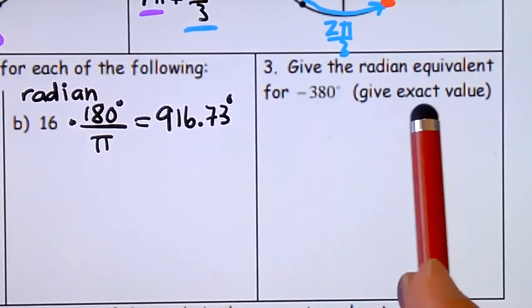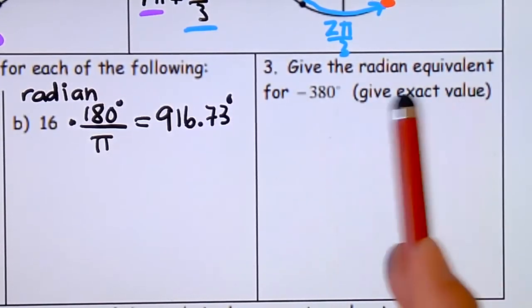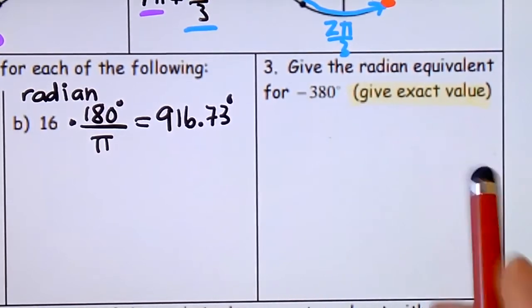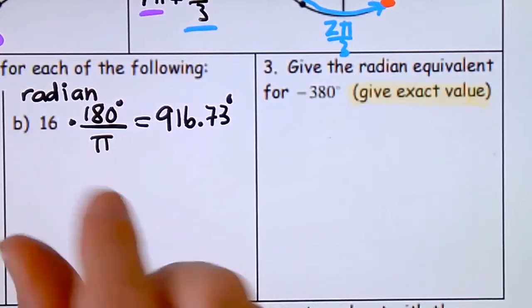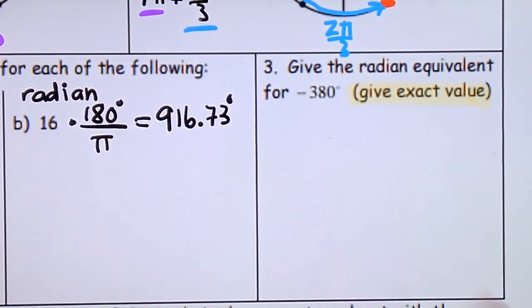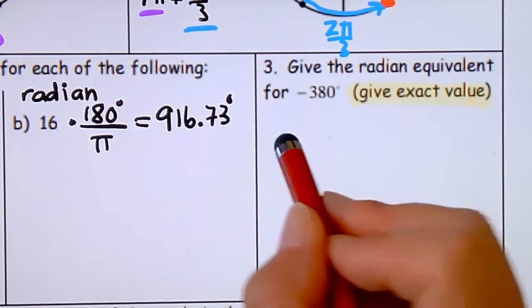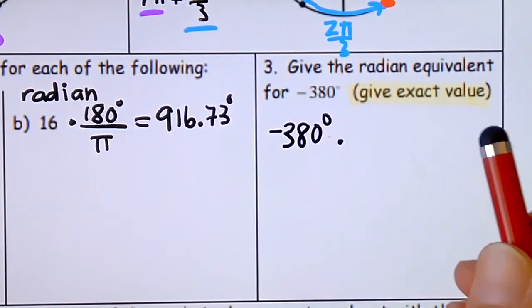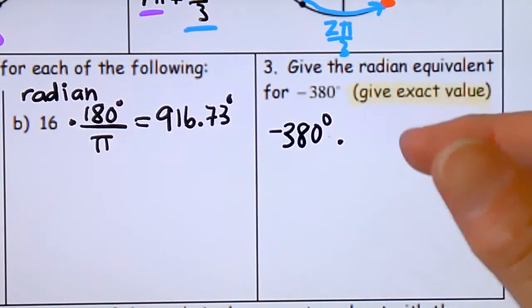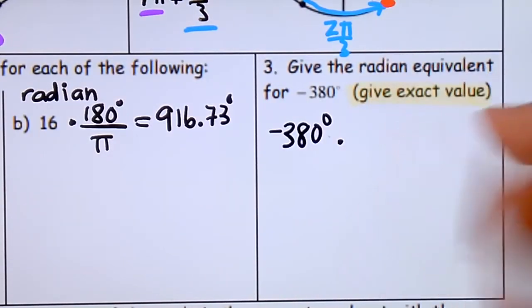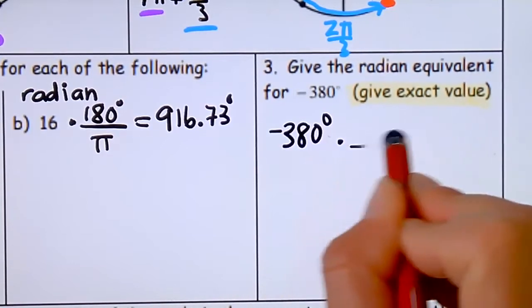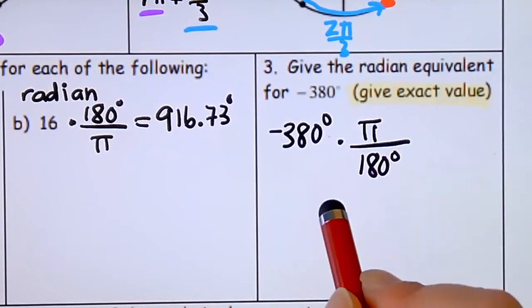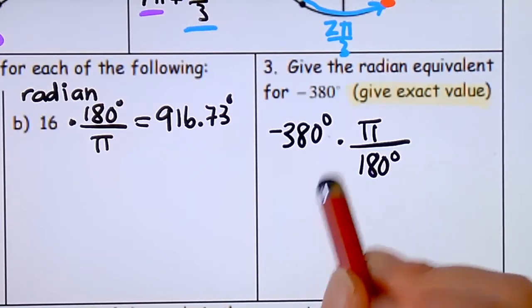So this one, we're going to change it from degree to radian, and they want exact value. So when they say exact value, you want to still have your pi. So you don't want to be putting your pi in like we did here and giving me a decimal. You want to have your pi still in your answer. So I'm going to take negative 380 degrees, and I'm going to times it by the same relationship, pi and 180 or 180 over pi. I want to get rid of my degrees, so my degrees need to be on bottom because I want to be changing my answer into pi. So that's going to be on top, okay?